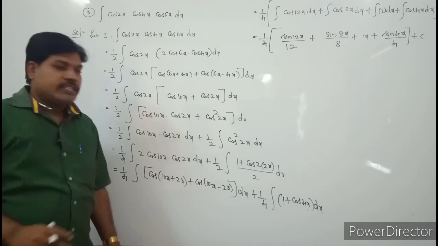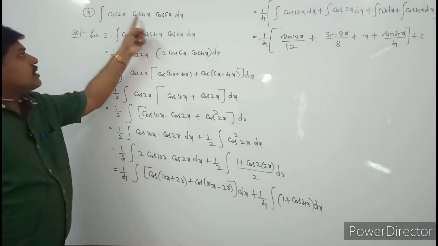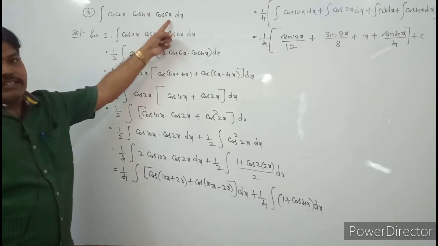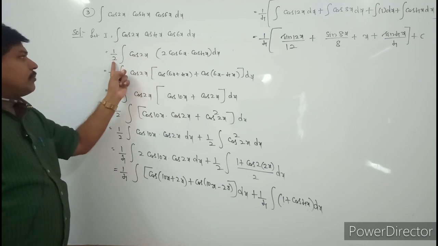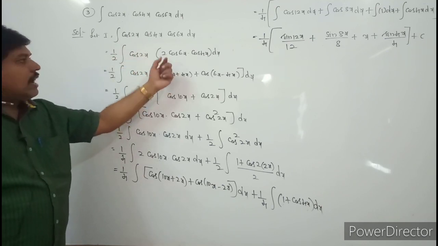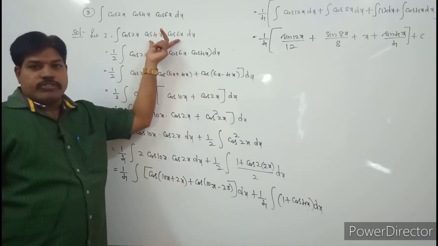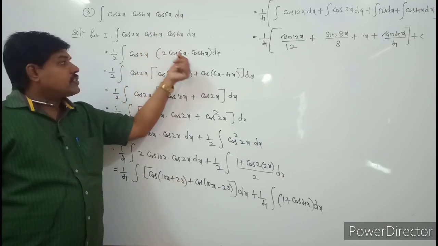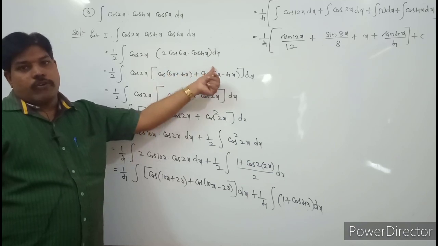So see that question, students. Here what they are given is cos 2x, cos 4x, cos 6x. So what is the formula you are going to use first? You multiply and divide with 2 and apply the transformation formula for these two terms. Write down in the order: first take the big number, next take the smallest number, cos 6x, cos 4x.